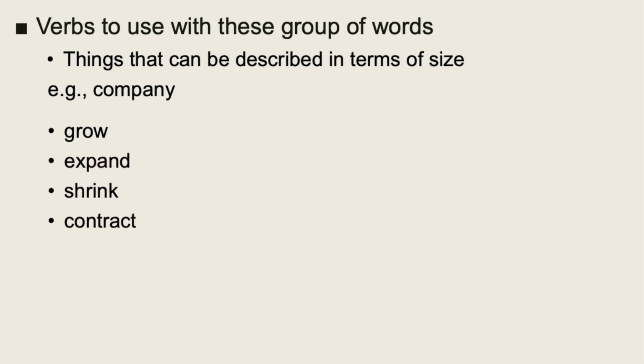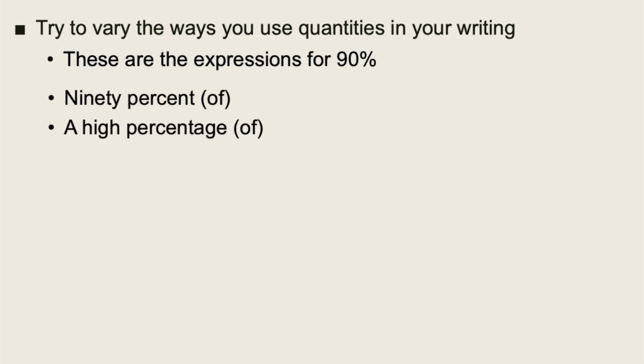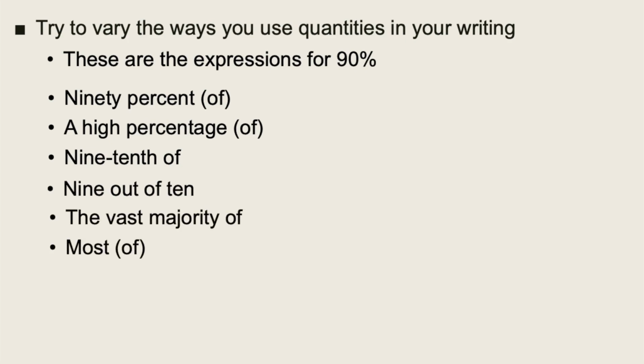You should also try to vary the ways you use quantities in your writing. I have a task for you, but before that, I'll explain you. So, these are the expressions for 90%: 90% of, a high percentage of, 9/10 of, 9 out of 10, the vast majority of, most of, nearly all of. See, like I mentioned earlier, that you can write figures in brackets. So if you want to say the vast majority of people traveled during 2010, you can write in bracket, let's say 95%, right? So this is how you can use these phrases.